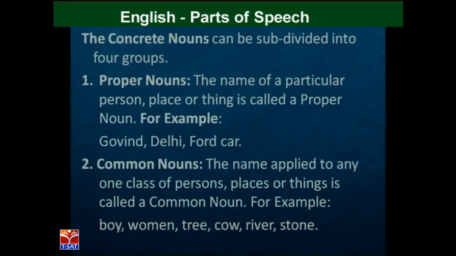Then the second variety is common nouns. The name applied to any one class of persons, places or things is called a common noun. That is, it's the name of a class of persons or a class of places, a class of things. For instance, boy, boy means a male child, up to 10, 11, 12 years, up to 12 years we say them boy.